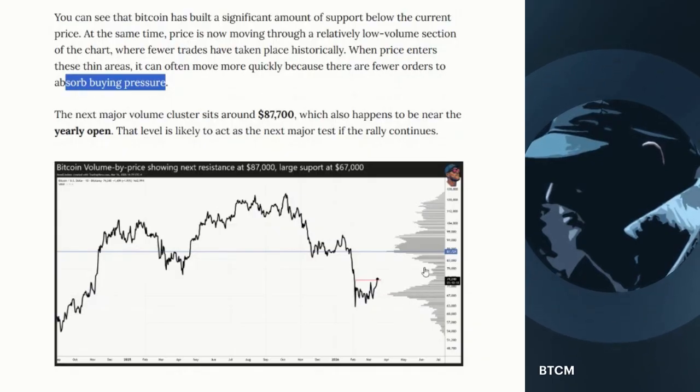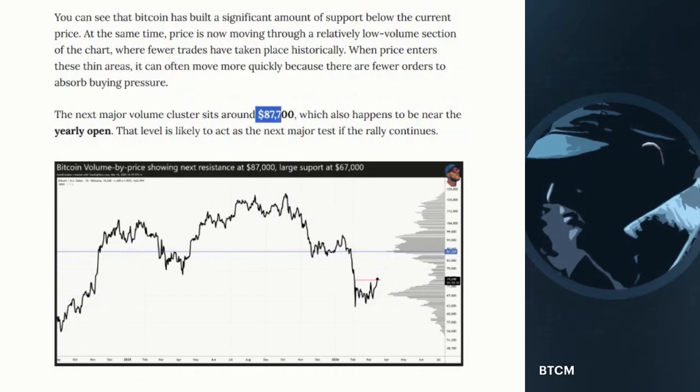So there won't be a lot of orders placed in the order books on the exchanges, like sell orders at these certain levels, because those aren't important to people or they haven't been important in the past. So the most important next level here is up at 87,700, which also happens to be near the yearly open.